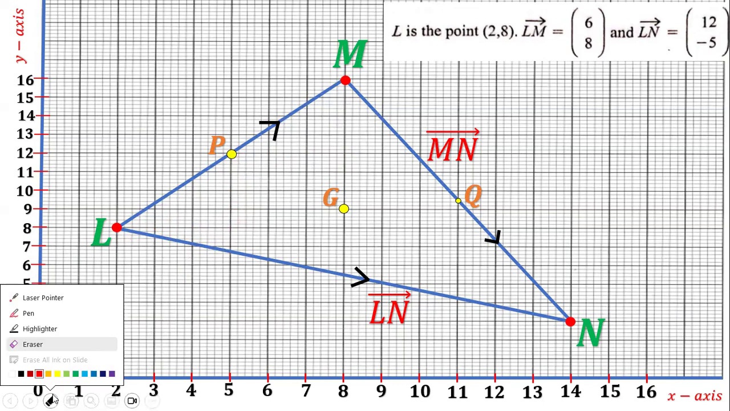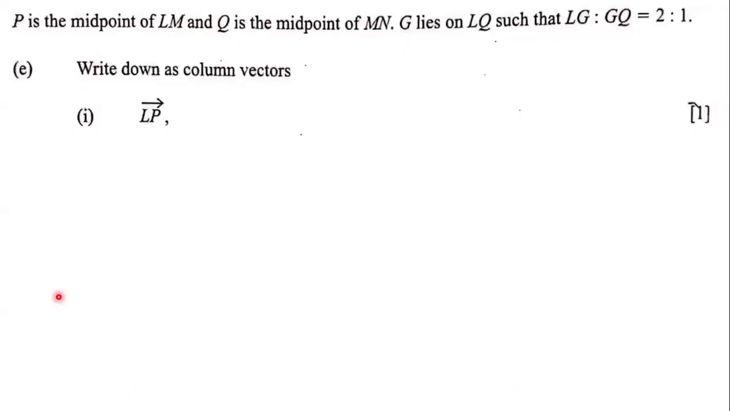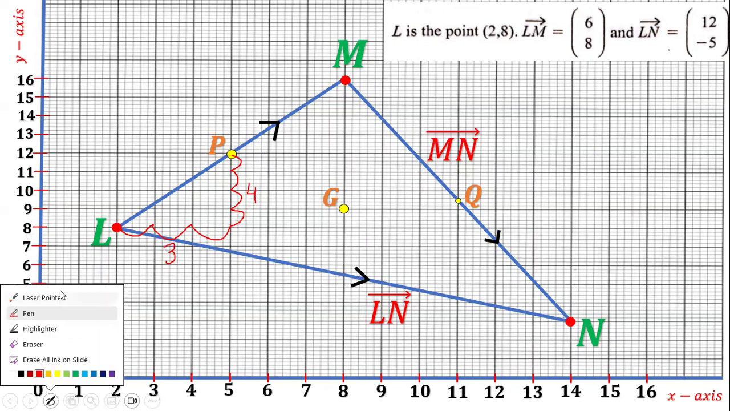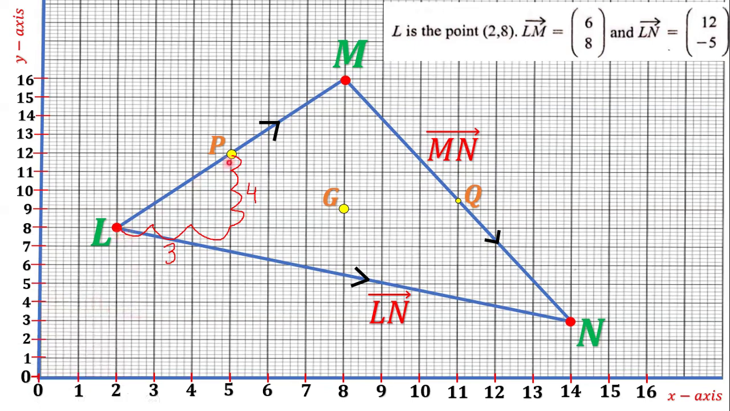Okay, so now what they want is the vector. They want LP written as a column vector. So that means that we have to go from L to P. Let's do that. It's going to be the same thing: 1, 2, 3, and then 1, 2, 3, and 4. So 3 for the X component and 4 for the Y component. And that's what the vector LP is, because we're moving from L to P.